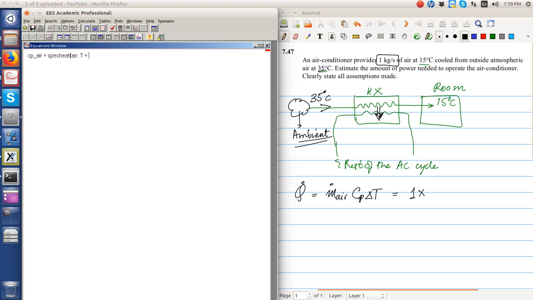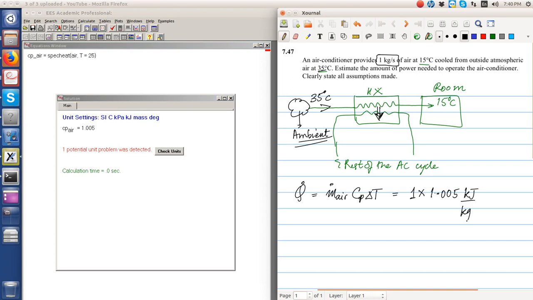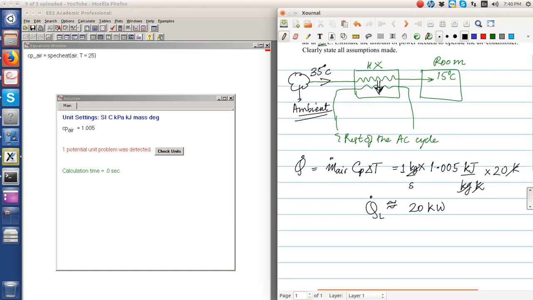Rather, it should be the average of 35 and 15. So the average of 35 and 15 is equal to 25 degrees Celsius. So let's see, it's 1.005. That's a standard value, 1.005 kilojoule per kg Kelvin. This is 1 kg per second. So the delta T is equal to 20 Kelvin. So this is approximately equal to 20 kilowatt. So the heat that must be extracted is equal to 20 kilowatt.